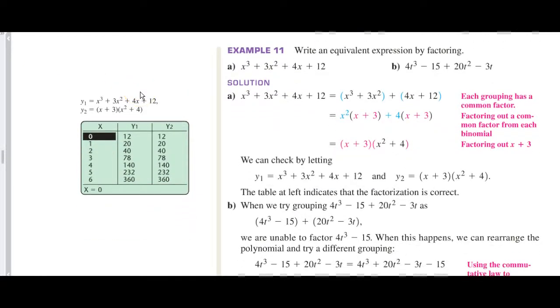Okay, example 11. Let's factor out what we can here. Well, when we are factoring by grouping, what we do is we think of them in terms of this group, we can factor out something, and this group, we can factor out something. So there's that first group, we can factor out an x squared. And in the second group, we can factor out a 4.